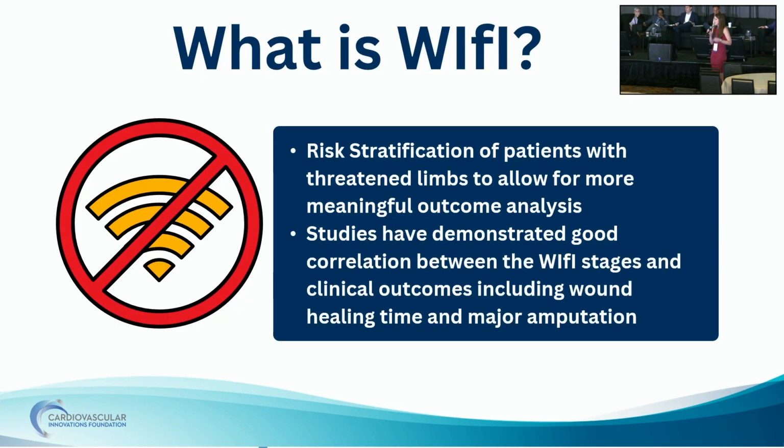So what is Wi-Fi? Most of the time we think it's that thing that connects us to the internet, right? Gets us more information. It's not exactly that, but it does give us more information about the wounds that we're dealing with. Gives us something to latch onto to direct us in our care. So it's a risk stratification for patients with threatened limbs, which allows for meaningful outcome analysis, because that's what we're looking for. We're looking for outcomes. We're looking for wound healing. We're looking for patients maintaining their limbs and avoiding major amputations.